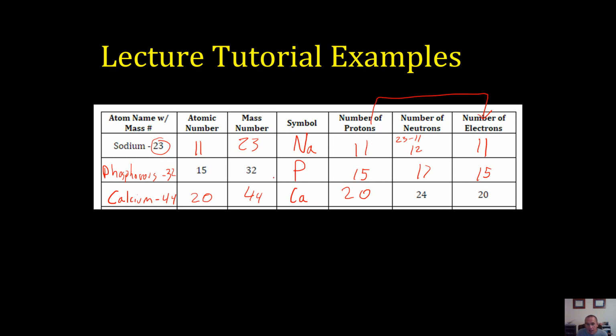Now if we're giving the symbol of the isotope rather than the element, we can actually do that by writing the mass number up on the top left side. So this could be sodium-23, phosphorus-32, calcium-44. Sometimes people will also write the atomic number down below, 11, 15, 20. That is redundant because if you know it's calcium, you know it's got 20 protons.